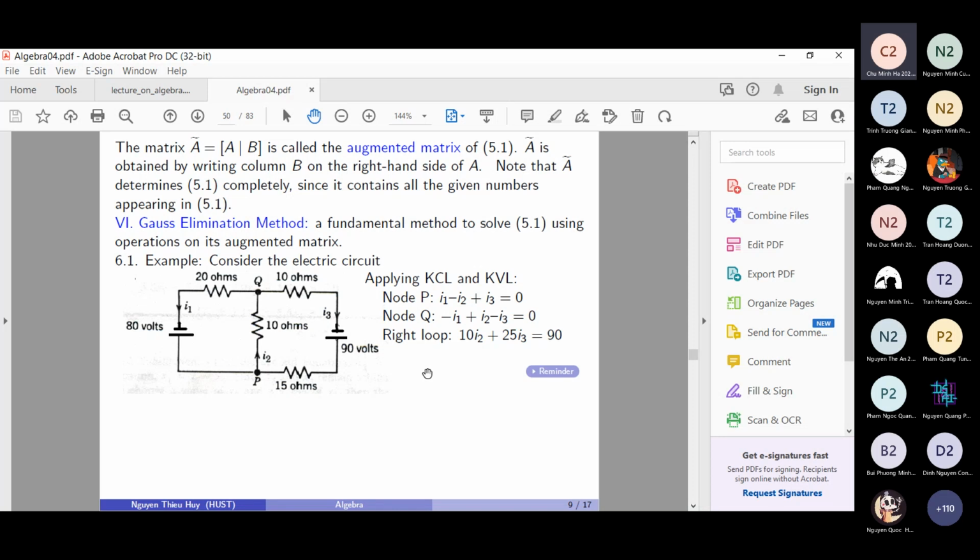And then the left loop. Here the voltage drop across the 10 ohm resistor is simply 10 multiplied by I2, and across the 20 ohm resistor it is 20 multiplied by I1. So we obtain 20 I1 plus 10 I2 equals the electromotive force, here 80 volts. Good.